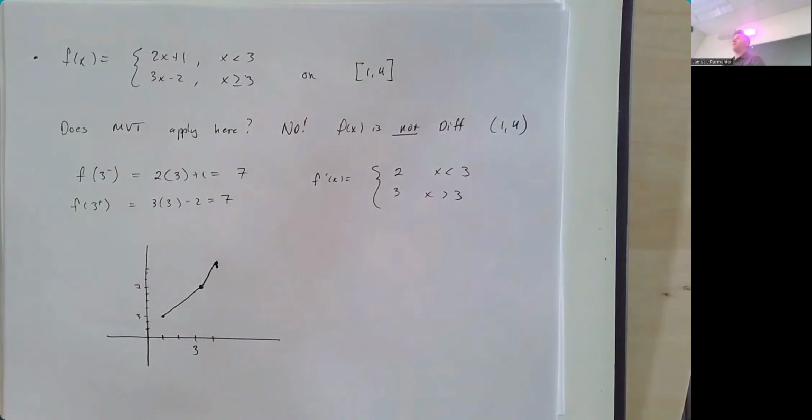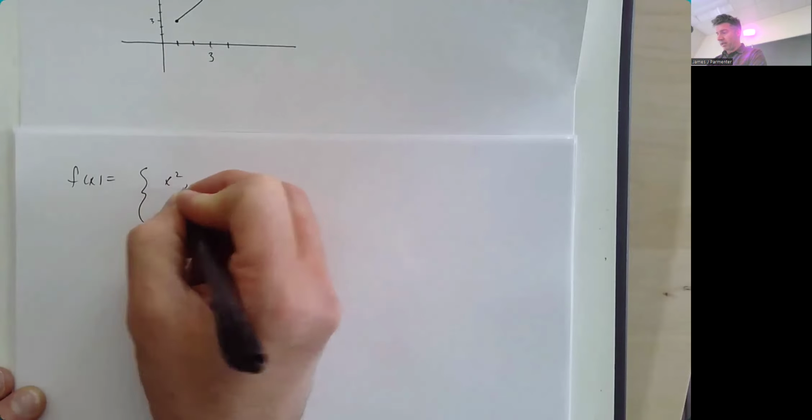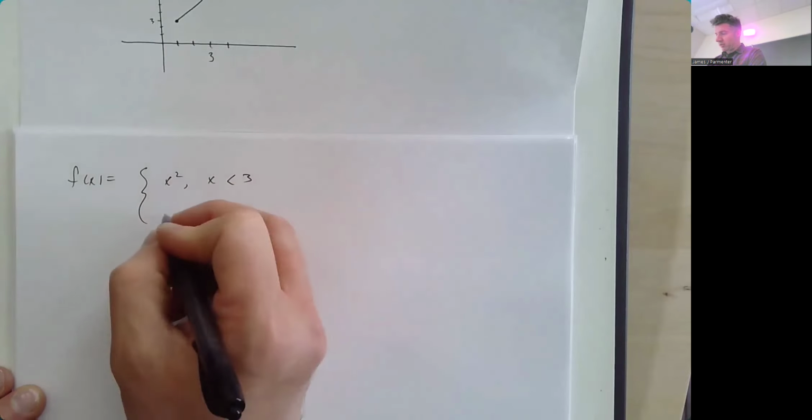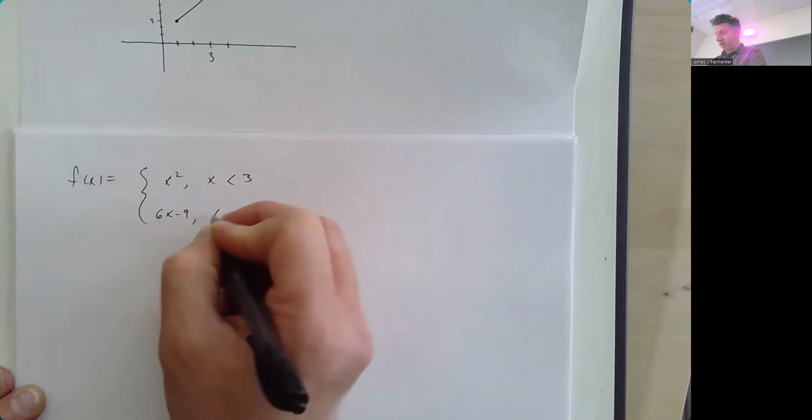So often a piecewise function will fail to meet the criteria of the mean value theorem, either by failing to be continuous or by failing to be differentiable. But it doesn't have to fail. For example, we could be given this other function, which is going to be perfectly fine. f of x equal to x squared when x is less than 3, equal to 6x minus 9 when x is bigger than or equal to 3, and we're still on the same interval from 1 to 4.